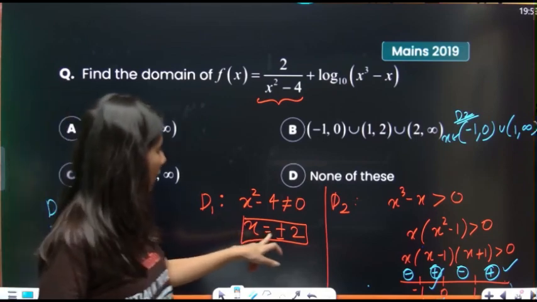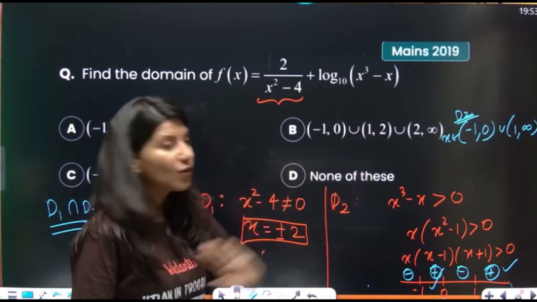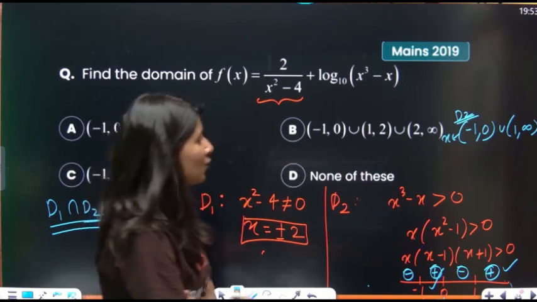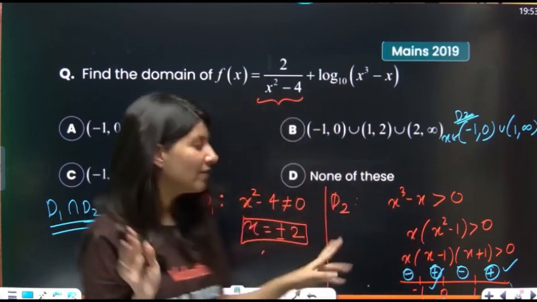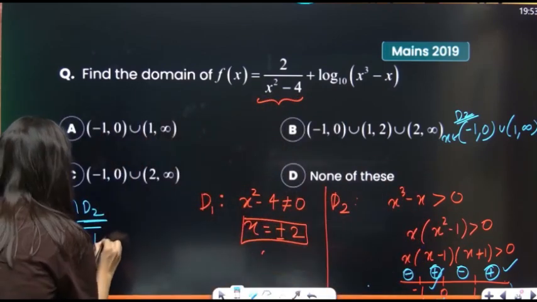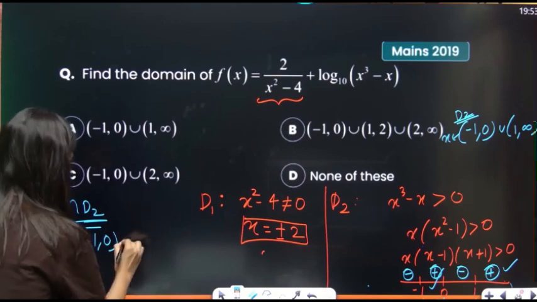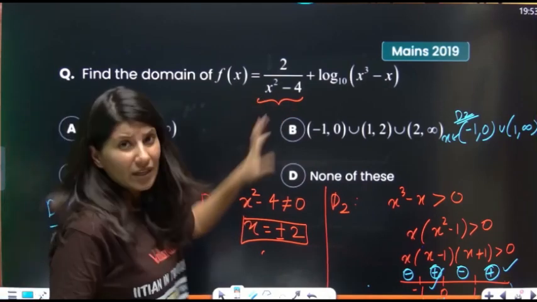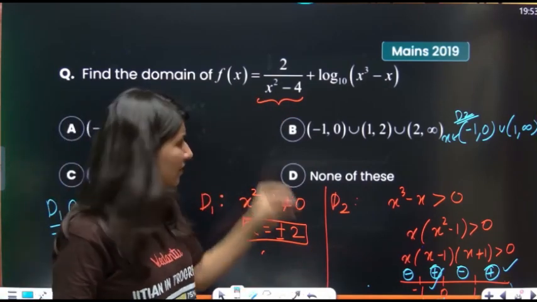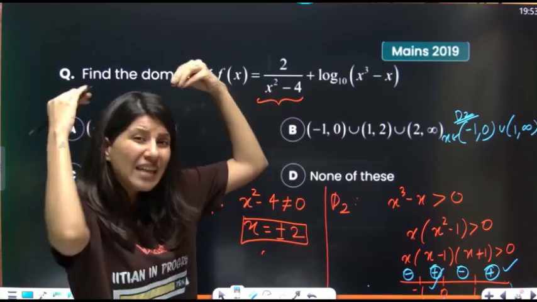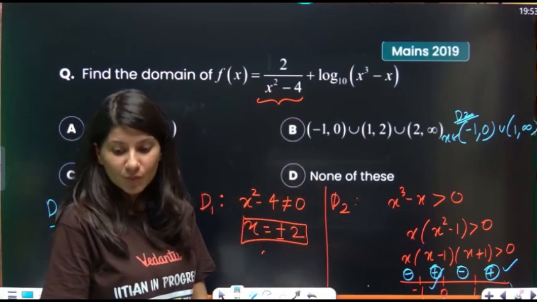So you need to remove plus and minus 2 from this. So minus 1 to 0 is not having anything to remove. So minus 1 to 0 will be there, union, because domain 1 is allowing everything except plus minus 2.